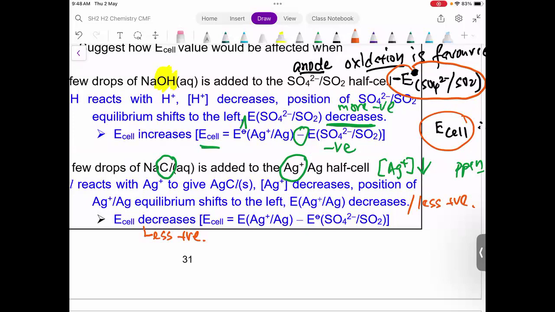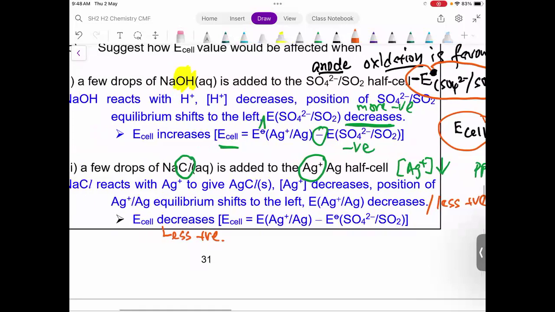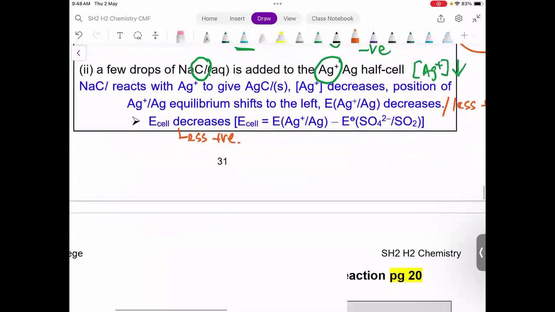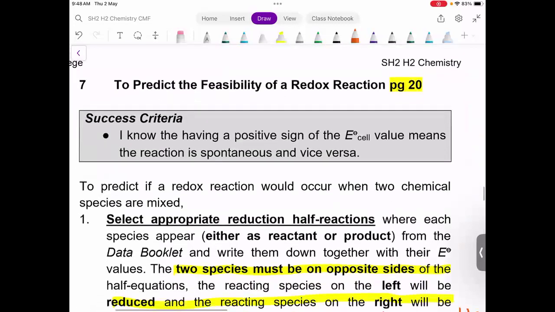Okay, can? So far so good. All right, so just to reiterate, talk about the effect on the half cell first before you relate it to the E cell. Okay? Can I move on? All right, so let's look at page 20.